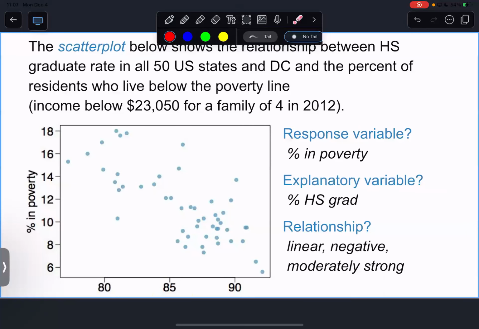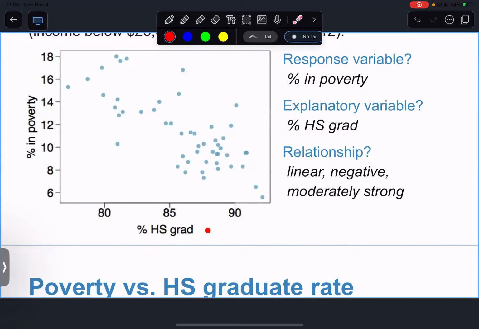So each dot is a state. Each dot has some percentage of high school grads, X. So this means that X is the percentage of high school grads and Y is the percentage in poverty. Which means that if I have the scatter plot, then I can figure out that the response variable must be on the y-axis. Then I look on the y-axis and I can say that it's the percentage in poverty.